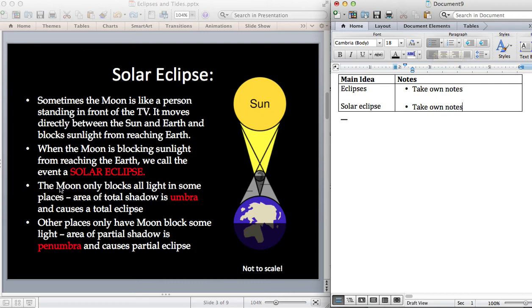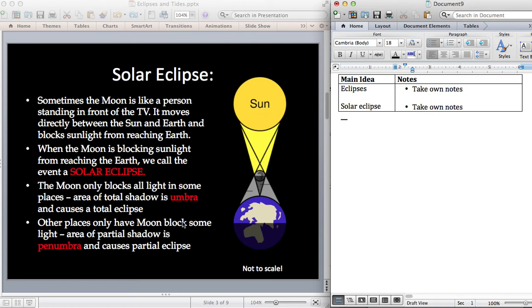The moon is pretty small compared to the sun and the Earth, so it only blocks all of the sun's light in some places. You can see this really dark area right here. That is an area of complete shadow. No sunlight gets through. The moon is totally blocking all of the sun's light in that place, and we call that the umbra. That causes a total solar eclipse, so if you were in the umbra, you would get a total eclipse.